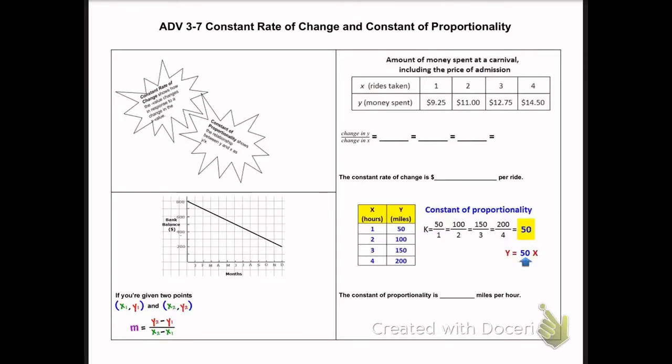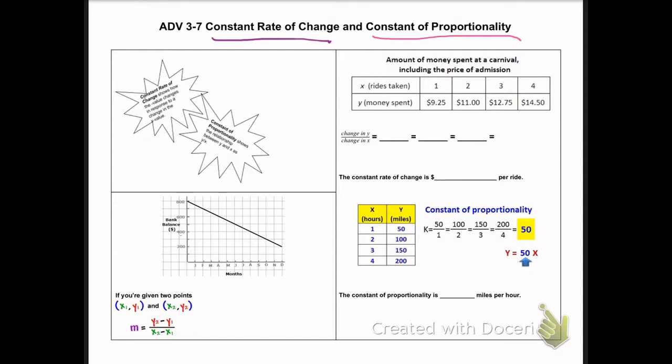Lesson 7, we're looking at two different kinds of XY relationships. We're going to look at XY relationships that show a constant rate of change, and then we'll also look at XY relationships that show a constant of proportionality. So look in the top left box, you'll see a brief explanation of both of those.